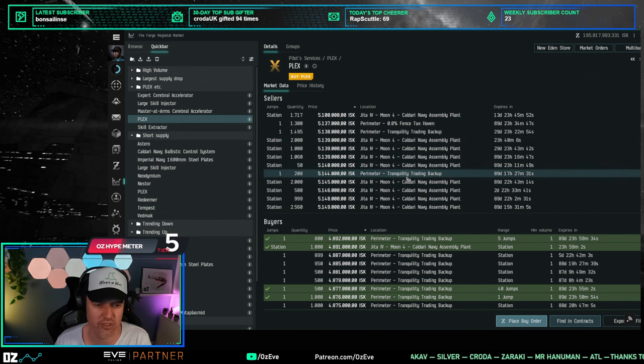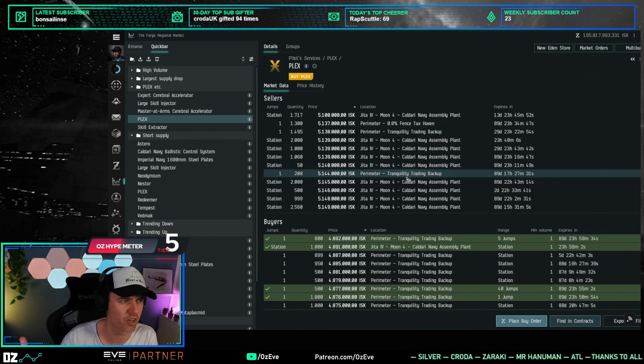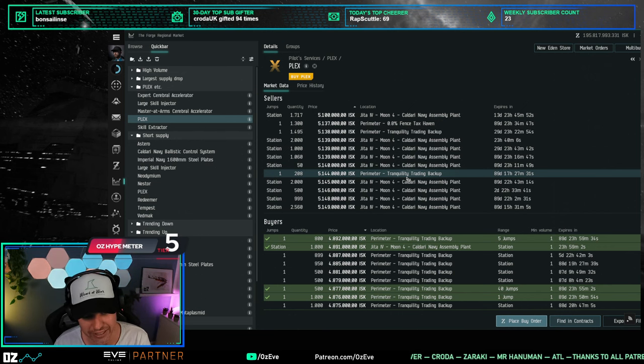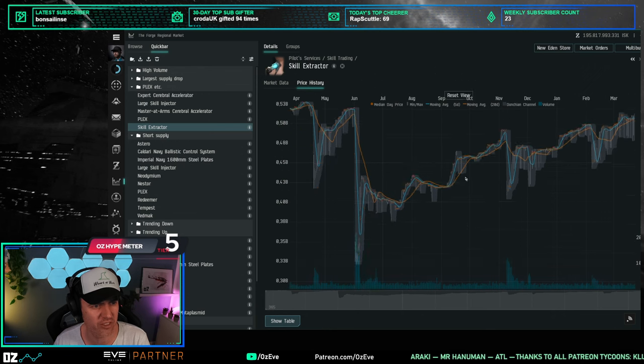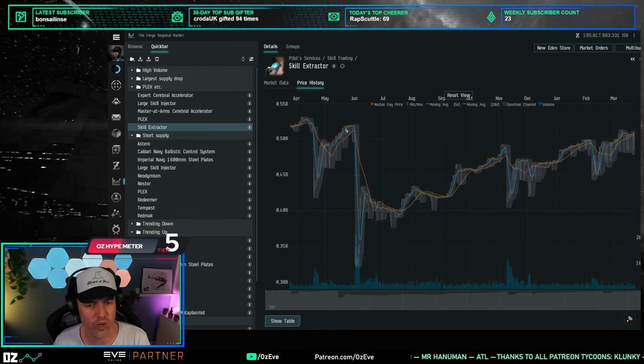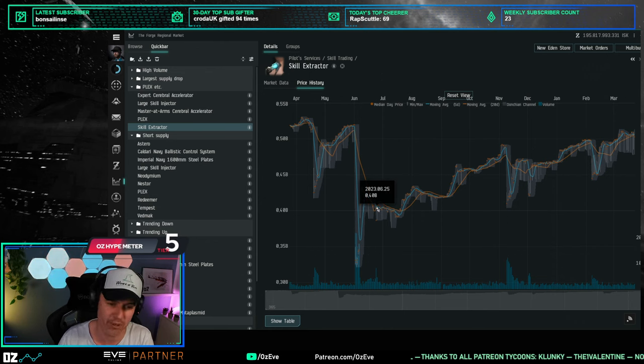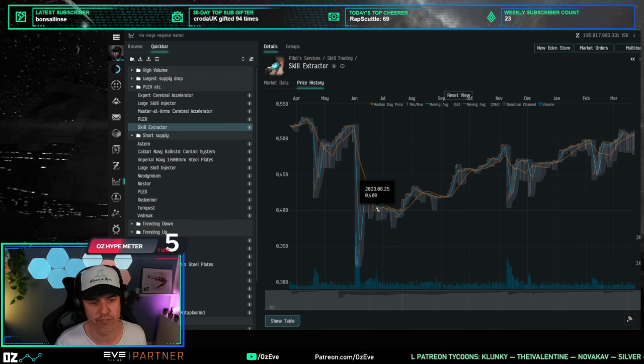Large skill injectors, I would expect them to drop down a little bit, because probably at some point CCP is going to run another skill extractor sale. If you ask me, the skill extractor sales went really well for CCP. People bought a lot of Plex to take advantage of the last sales, or they traded in a lot of Plex. And in the end, CCP has a big interest in people buying Plex and people using their Plex. Both of these actions are very profitable for their financials.